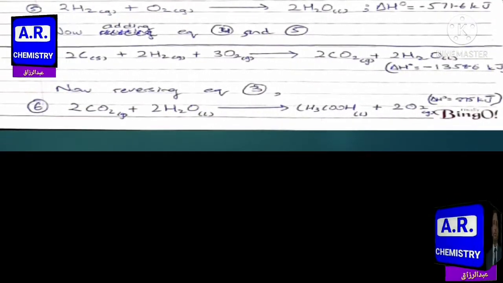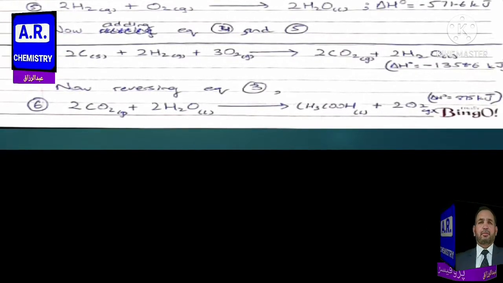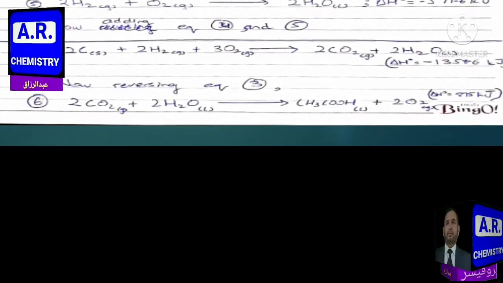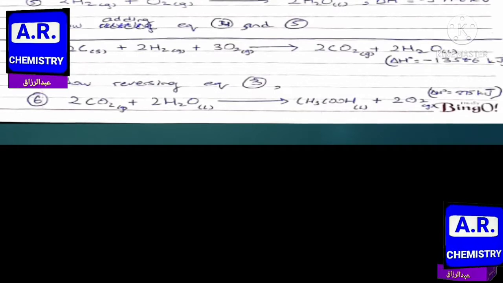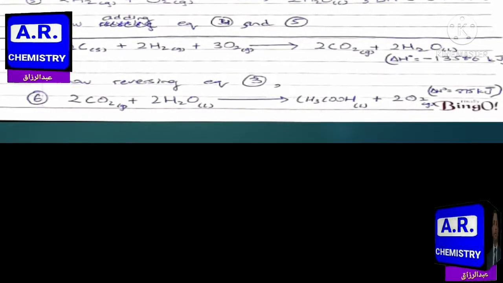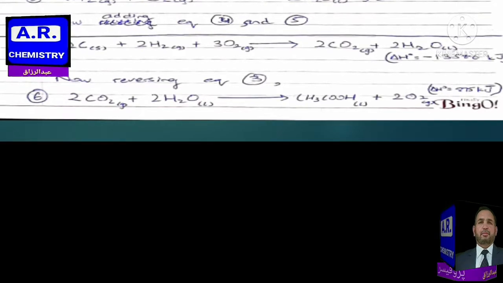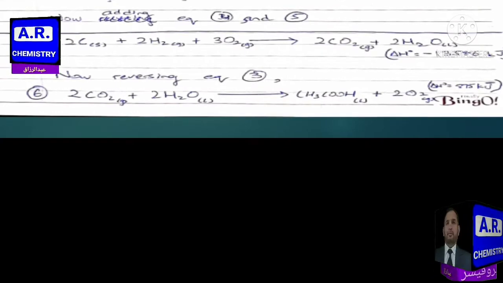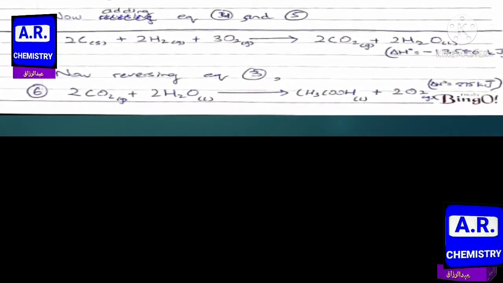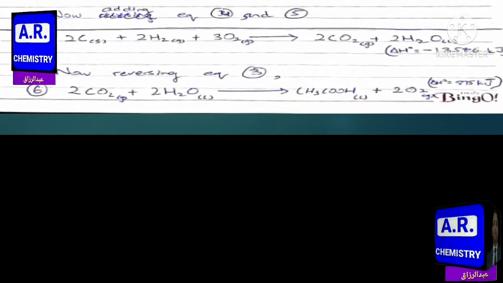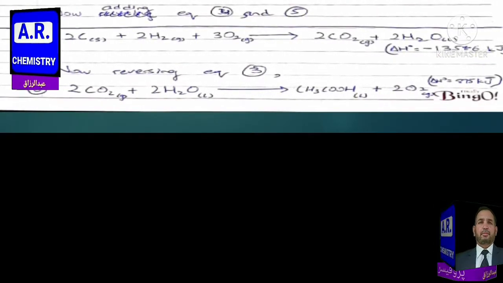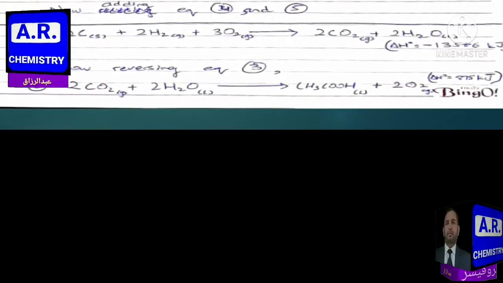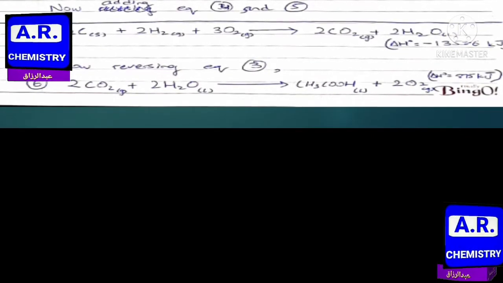After reversing, you have 2 carbon dioxides on the reactant side, 2 liquid water on the reactant side, and acetic acid on the product side. When you reverse an equation, your heat or energy sign should also be reversed. If it is negative, then it should be positive, and if it is positive, then it should be negative. Keeping these things in view, you can now write equation 6 as 2 carbon dioxide, 2 water, acetic acid, and the enthalpy change with the reverse sign.